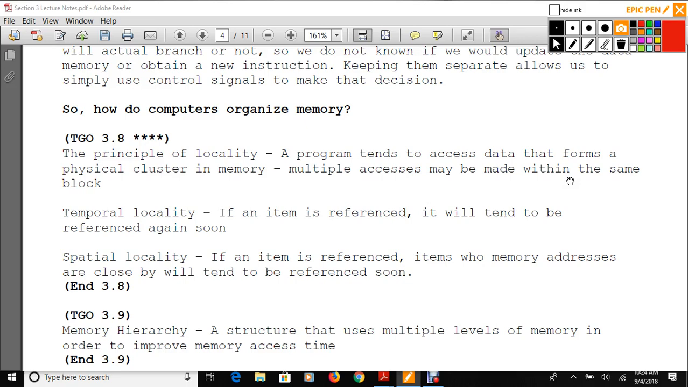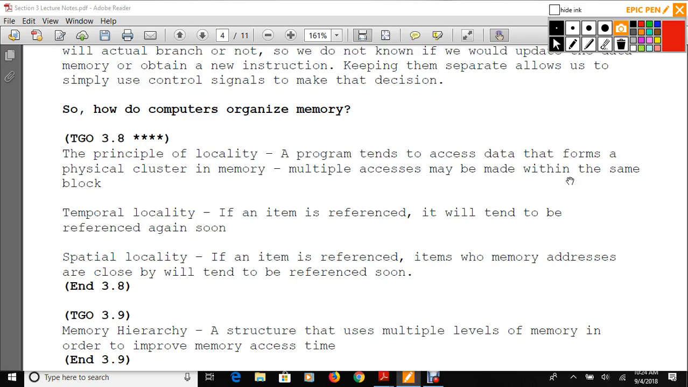So multiple accesses may be made within the same block. Each group represents a block. And that's done in one of 2 ways: time and space. It's like Doctor Who. So temporal locality and spatial locality. Temporal locality: if an item is referenced, it will tend to be referenced again soon.